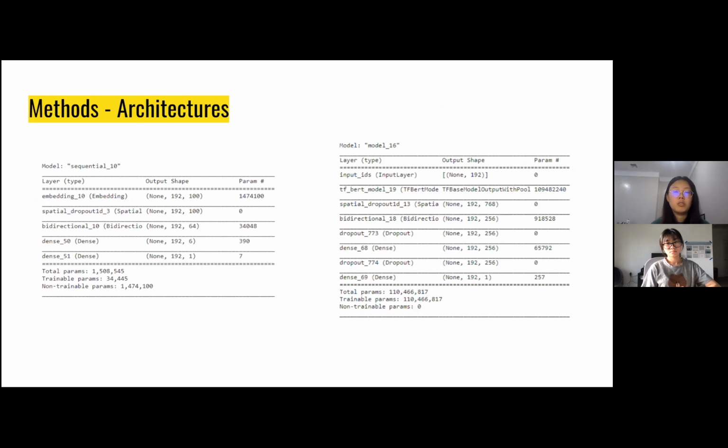These 2 pictures show the third and fourth architectures, which are the combination of embeddings and bidirectional LSTM. The first one is the GloVe embeddings with a bidirectional LSTM layer, and then we also insert a spatial dropout layer and 2 dense layers. The last graph is about the BERT and bidirectional LSTM architecture. We also insert a spatial dropout layer and 2 dense layers in this architecture.